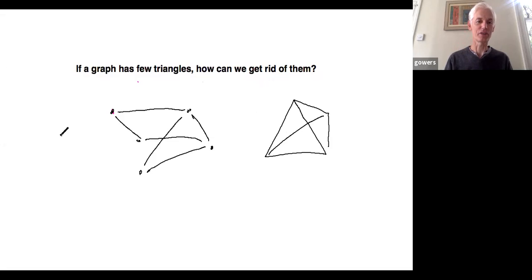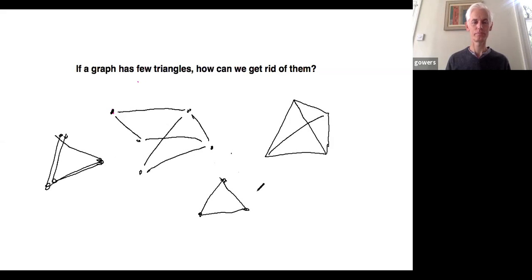A triangle in a graph is exactly what you think it is. It's just 3 vertices that are all joined to each other. I'll do it down here. Never mind. A triangle is 3 vertices that are all joined to each other.